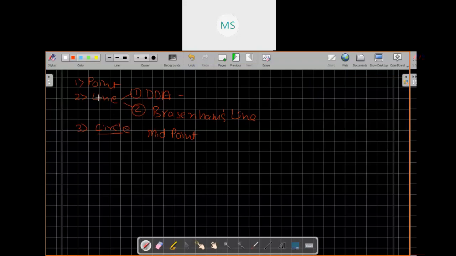Okay, so first we discussed the point, how we can plot the point. Second, we discussed the line. In the line drawing algorithms, we first discussed DDA, the digital differential analyzer. We were using the round function, which is an approximation, but that is actually not the right way. To remove this limitation or drawback of line drawing algorithms, we used Bresenham's line drawing algorithm, and now we are getting the exact point.